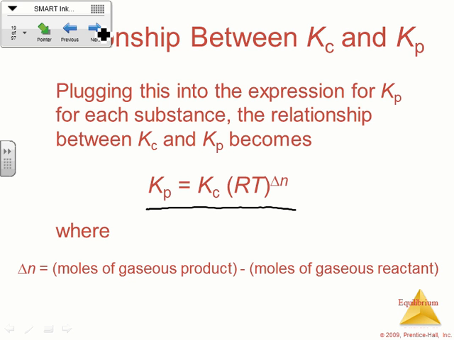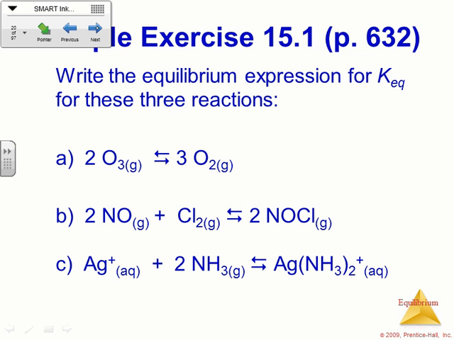If you want to find the Kp and you've been given the Kc, then you just take that Kc value times the R times whatever temperature the reaction happens at, raised to delta n. Now delta n, you just look at the reaction that they give you, and you take the moles of gas products minus the moles of gas reactants, and that would give you your delta n. So that's how you would go from Kc to Kp.